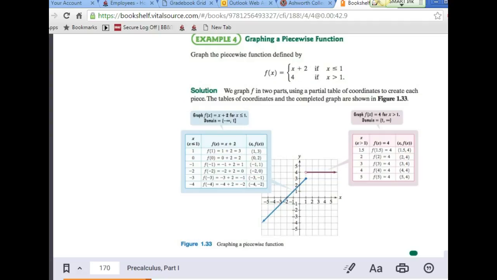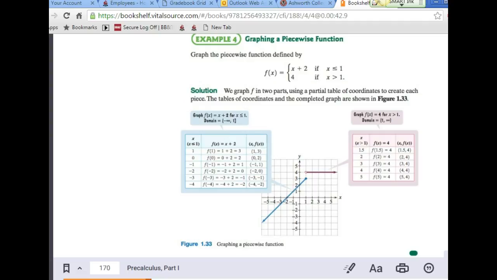I use the top one when x is less than or equal to 1, and I'm going to use the bottom equation for when x is greater than 1. So you can see that they've taken just a few numbers that are 1 or less, which is this first category here, and they plug those in. For all of these numbers, we're going to use this equation x plus 2, which is why they have it right here. So if I plug 1 in, I'm going to get 3, which means my answer is 1, 3.